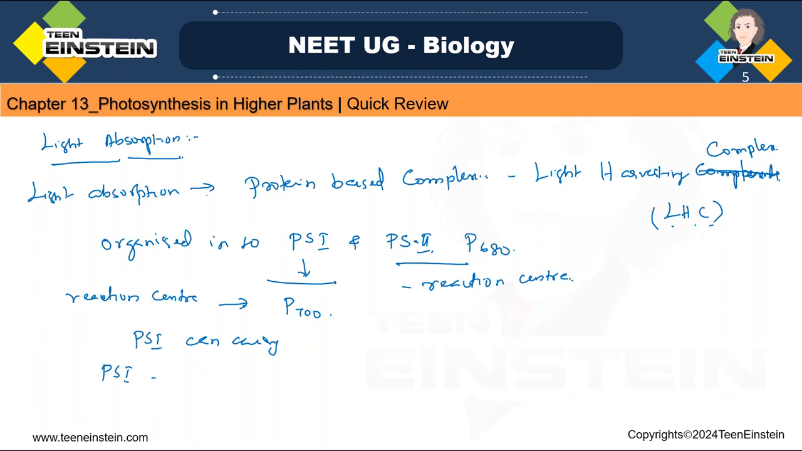Then the photons which have lower wavelength are absorbed by this photosystem, and this is located in the appressed part of thylakoid. And this will carry out non-cyclic photophosphorylation with photosystem 1.